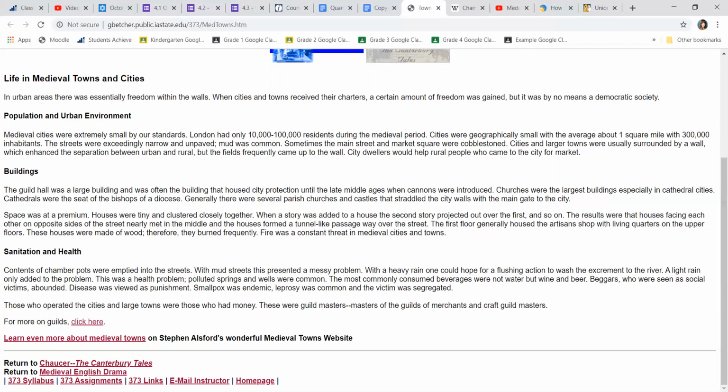So not only are the streets potentially disgusting, sometimes the springs and the wells can get polluted as well. That means the drinking water can become tainted from all the pollution from the chamber pots that are just building up and getting into their water system.